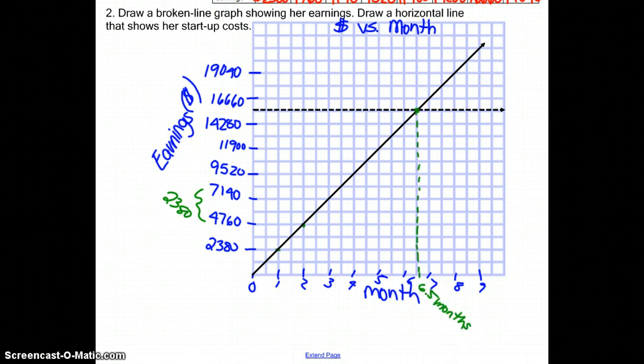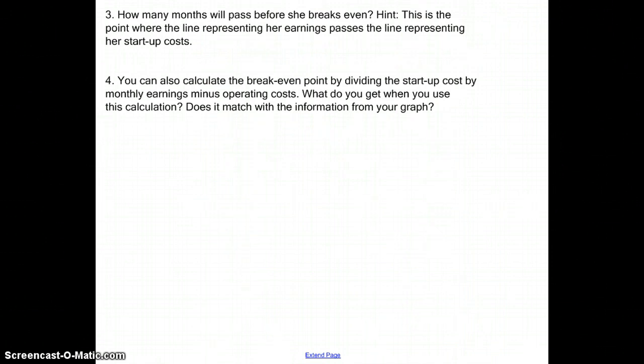And they meet here, if you bring down your line, at about 6.5 months. And this, again, is approximate because the line here that we made for the startup cost was not exactly on our scale. So this is just an estimate. So we said 6.5 for the answer for this question.